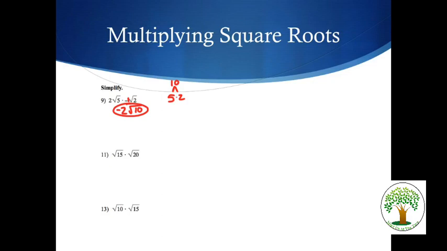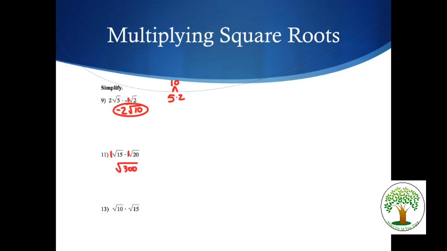Okay? You said this wasn't 9 up there, that was actually 11. Is this one 13? Okay. Number 13. Square root 15 times square root 20. Since there's nothing on the outside, we're just going to leave just 1 out there, so it's 1 times 1. What is 15 times 20? 300.